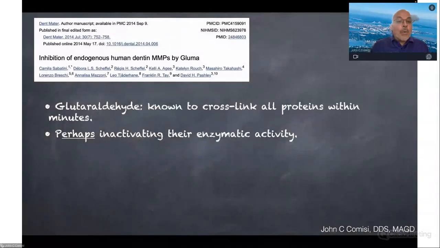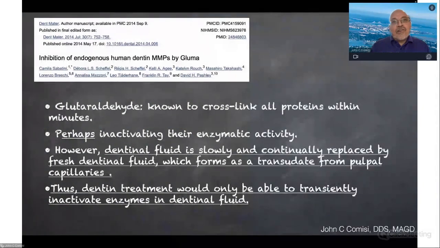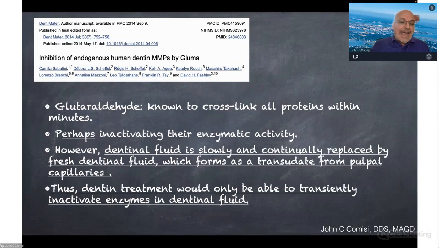They are also known to inactivate the enzymatic breakdown. But the dentinal fluids that we talked about a little earlier slowly and continually replace it with fresh dentinal fluid, basically creating a transudate from the pulpal capillaries. And over the course of time, it becomes a transiently inactivating capability rather than a long-term benefit of using the glutaraldehydes. Again, evidence-based: we have to use evidence in our clinics, and this evidence shows that glutaraldehyde is not an effective agent in composite bonding.